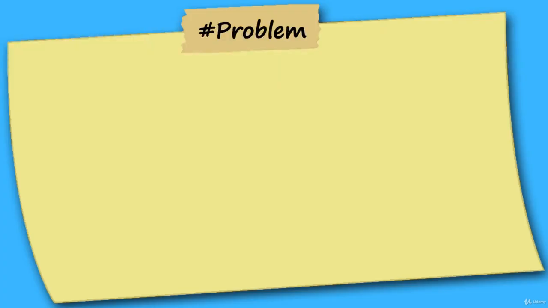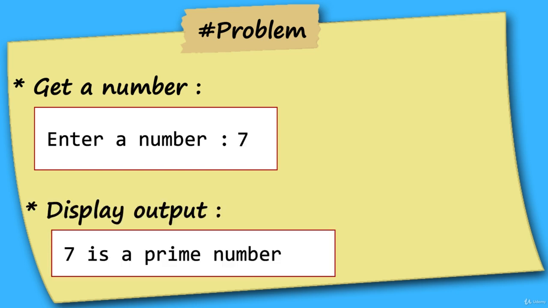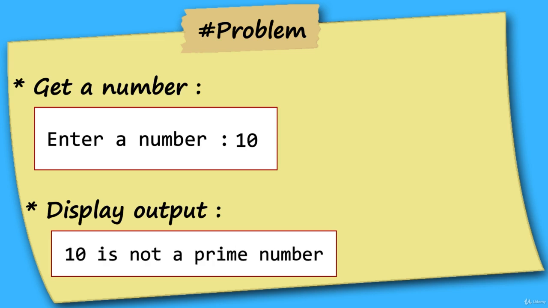When the program is executed, it is going to ask for a number. It will say, "Enter a number." For example, the user enters 7. Then it will say, "7 is a prime number." For example, the user enters 10 here. Then it will say, "10 is not a prime number."